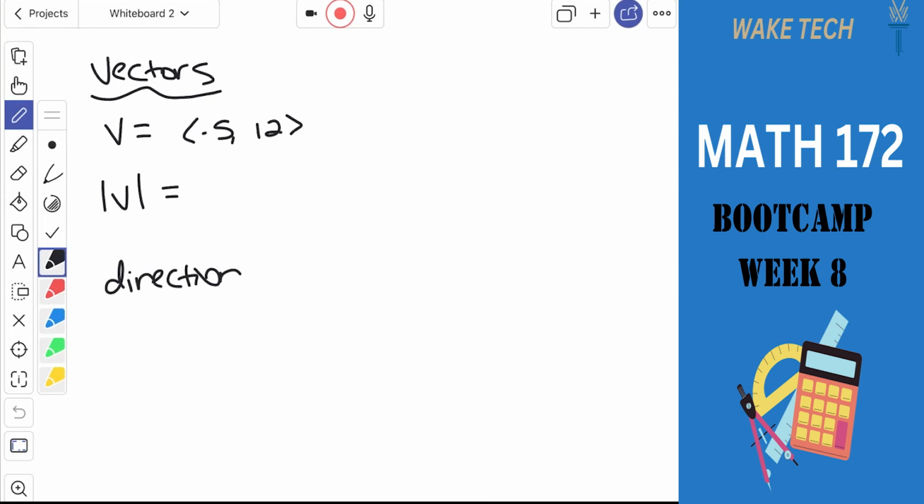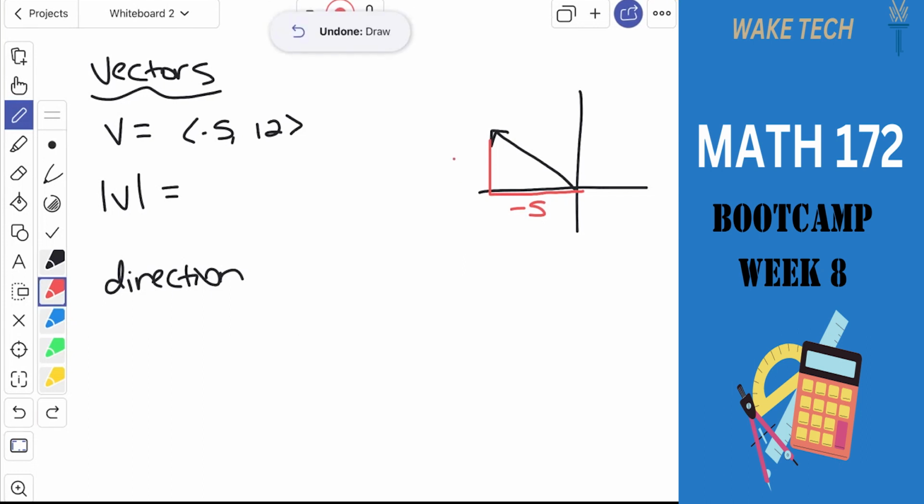So what it means when we see that <-5, 12> is we have a vector inside of quadrant 2. The horizontal component of the vector is 5 units long. The -5 just means it's going to the left. The vertical component of the vector is 12 units long. The 12 is positive, indicating that we're traveling up, which is the reason that the vector is in quadrant 2.